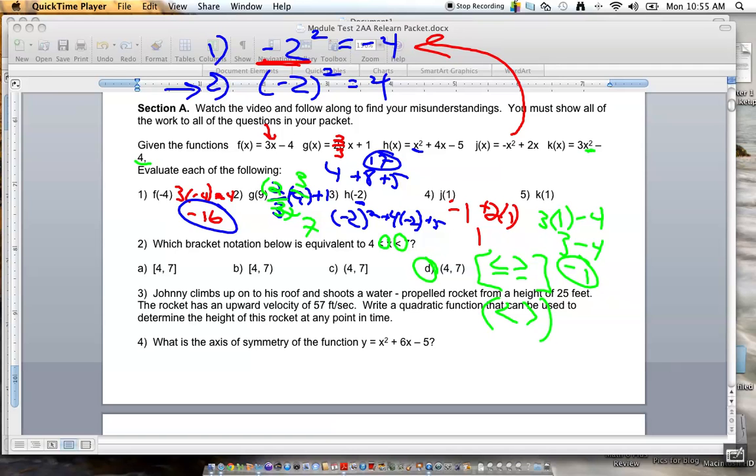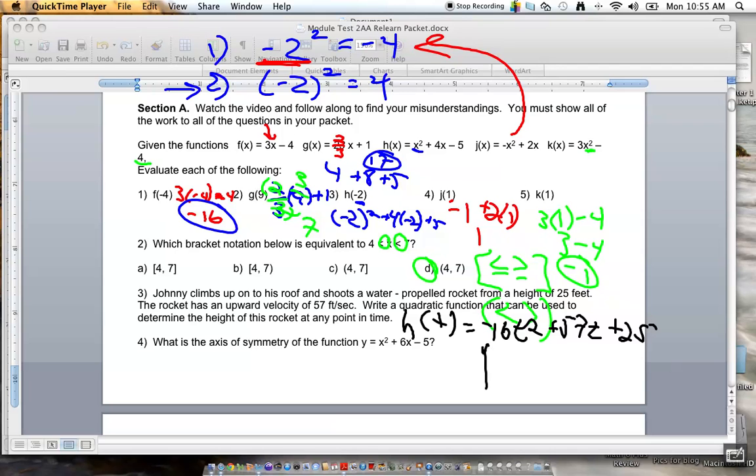Number 3, Johnny climbs up to his roof and shoots a water-propelled rocket from a height of 25 feet. The rocket has an upward velocity of 57 feet per second. Write a quadratic function that can do this. First off, it's h of t equals, t because of time, -16t squared. And then the upward velocity is 57 feet per second. The upward velocity always goes next, plus 57t. And then the height from which it was shot, plus 25.